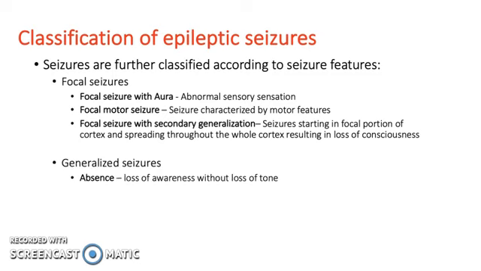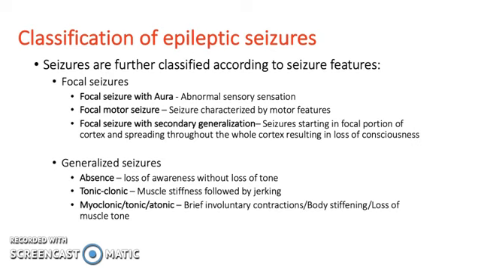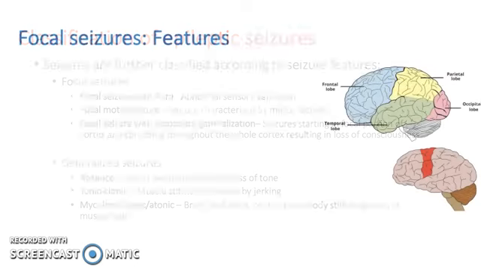Generalized absence seizures cause a loss of awareness without a change in muscle tone. Tonic-clonic seizures have two characteristic phases, starting with muscle stiffness followed by jerking of the body. Myoclonic seizures result in brief twitching-like movements. Tonic seizures result in sudden stiffness in the body, arms or legs, and atonic seizures result in sudden weakness in the arms, body, or legs.